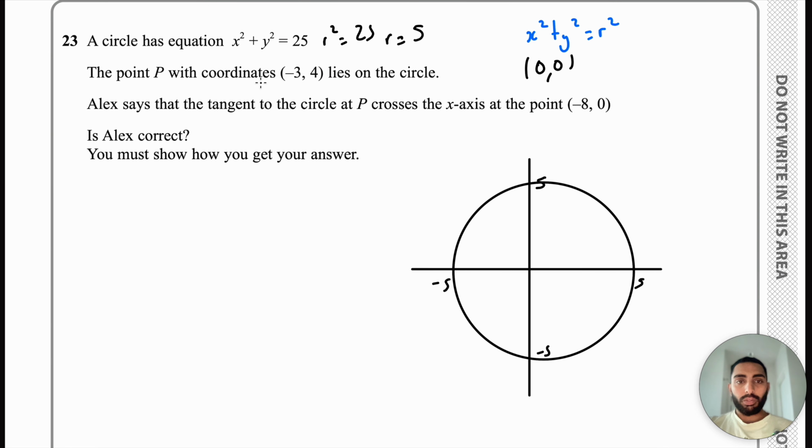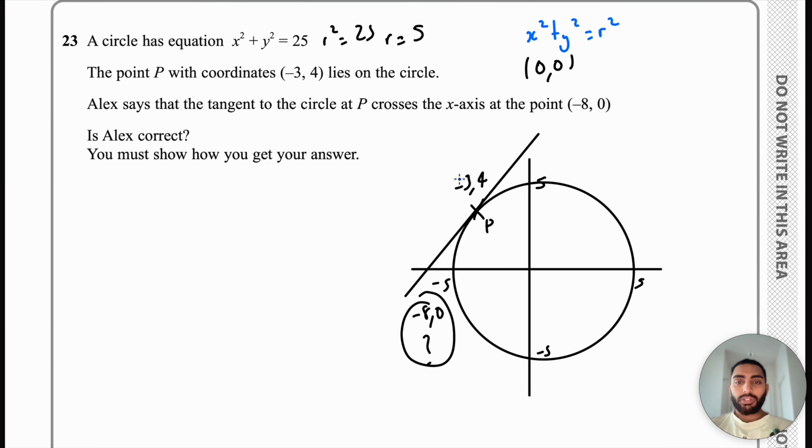The point P with coordinates -3, 4 lies on the circle. So -3, 4 is somewhere about there. That's point P. Alex says that the tangent to the circle at P crosses the x-axis at the point -8, 0. So this is saying if I have a line that touches the circle just at that point, he's saying it would be at -8, 0. We just need to fact check this. Is this correct or not? Is Alex correct? Show how you get your answer.